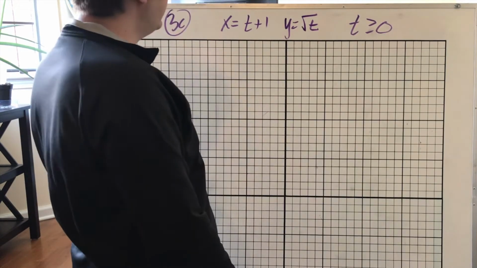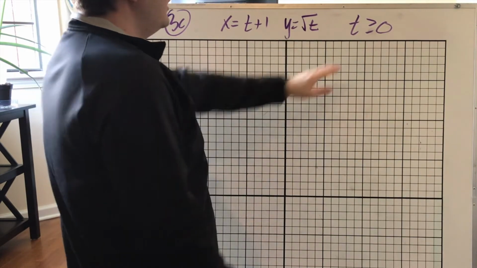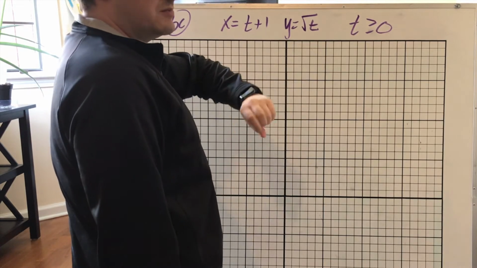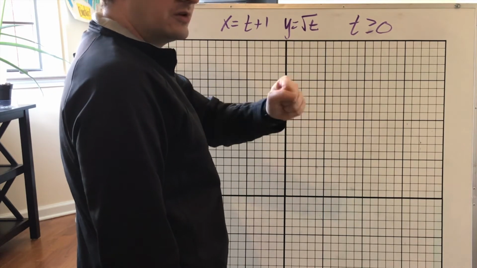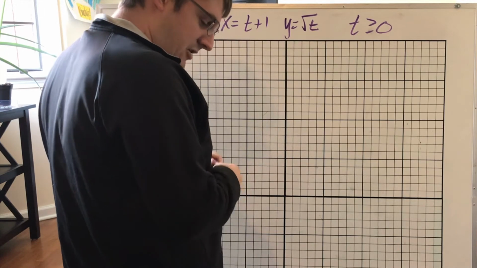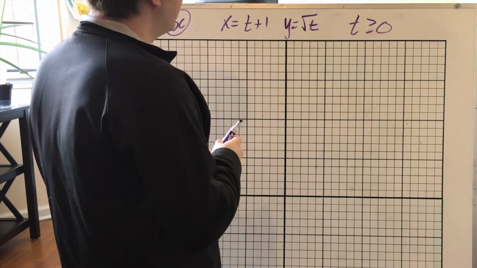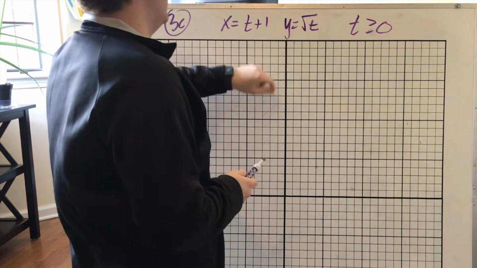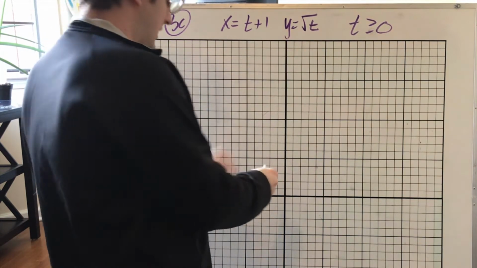Alright, for 3C, I have the equations here, and we have our first open-ended interval, which means that we're going to have an endpoint where we start, and then it's going to just increase from there. So we'll have an arrow on the other side. So let's just pick some t-values. I'm going to start off with 0, so I plug that in and I get 1, comma 0.